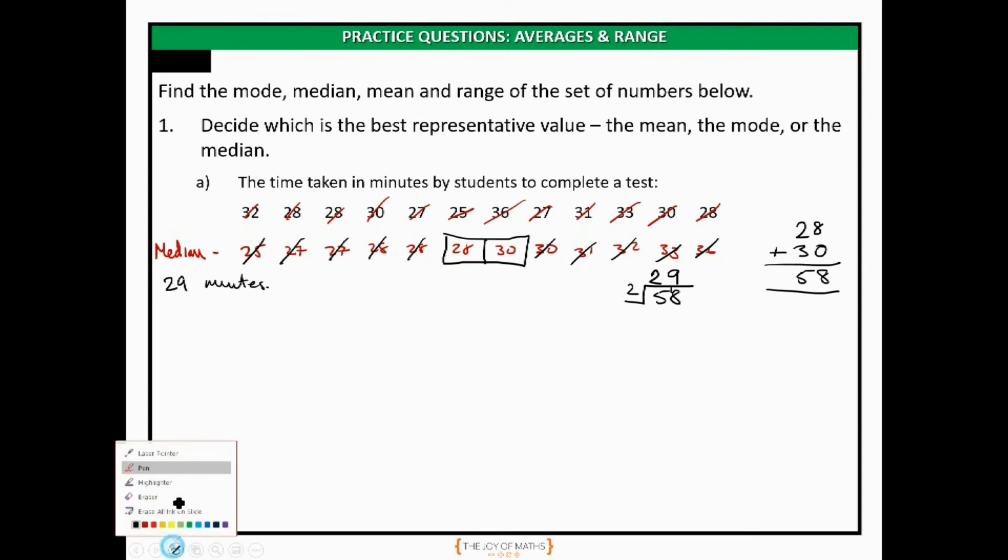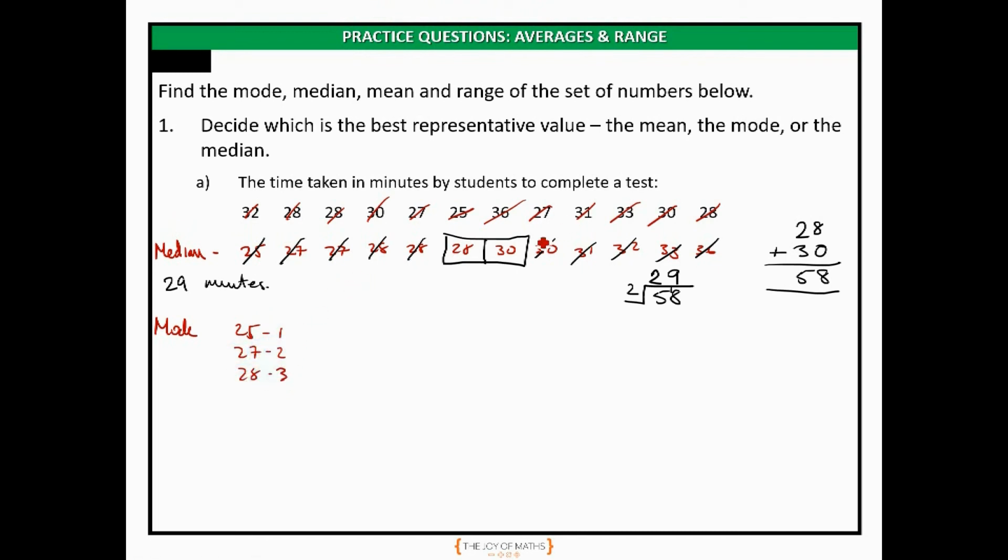Okay, now that I've got them in order, it will make it a lot easier for me to work out the mode, because what I can see is I've got 25 once, 27 twice, 28 three times, 30 twice, 31 once, 32 once, 33 once, and 36 once. So the mode is going to be 28 minutes.